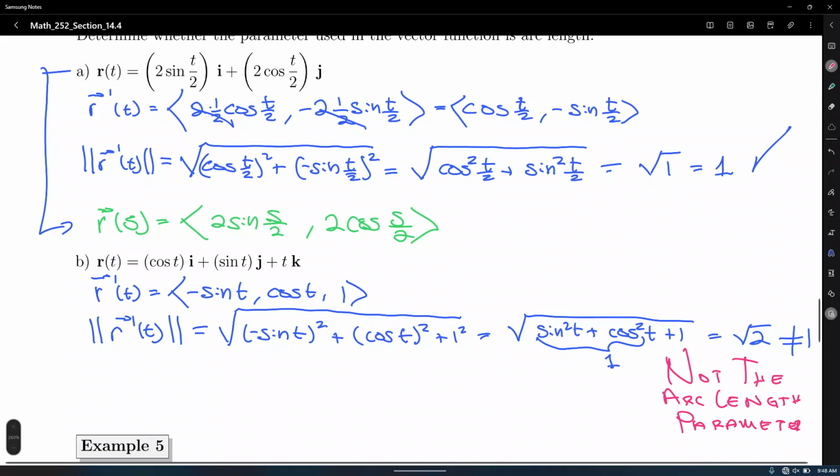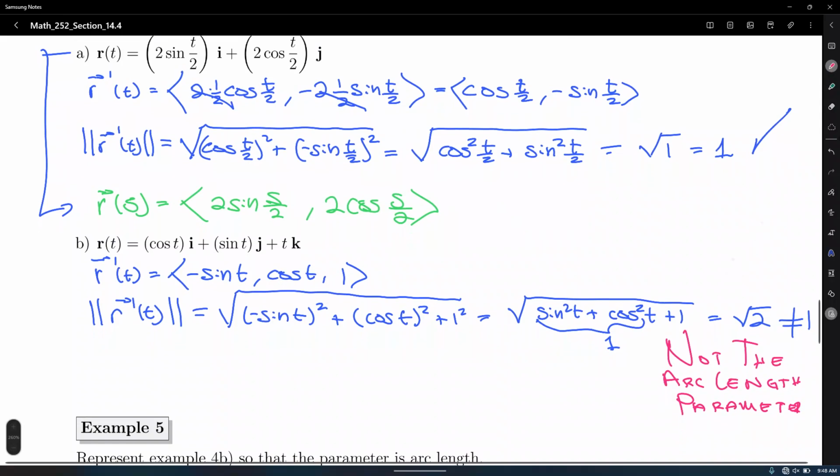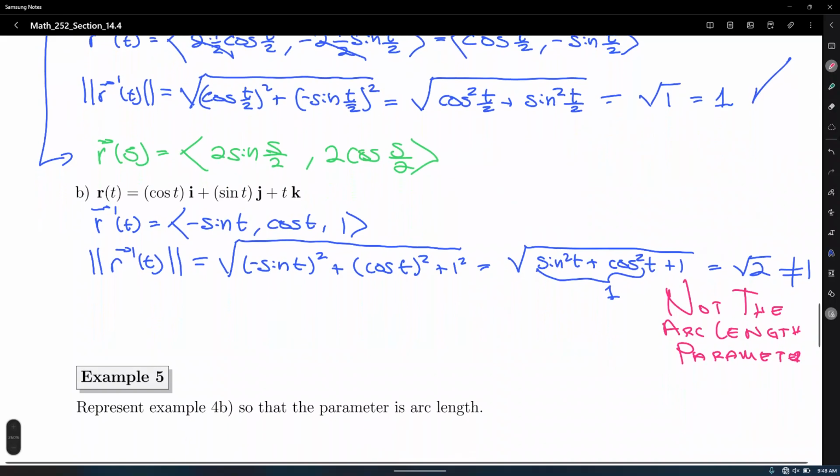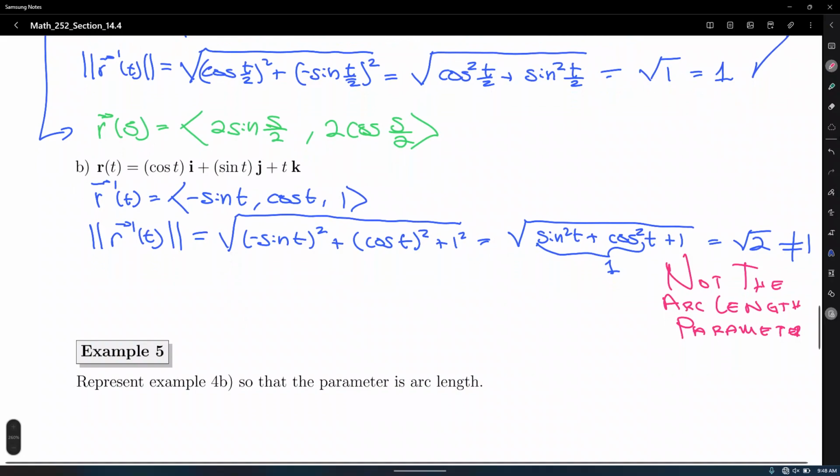Right? So one it is, the other one is not. However, even though it's not the arc length parameter, we can still find the arc length function. That's fine. And that's example number 5, about example 4b, so that the parameter is the arc length. So even though right away the magnitude of the derivative of the function didn't give us a 1, we can still find that arc length parameter.